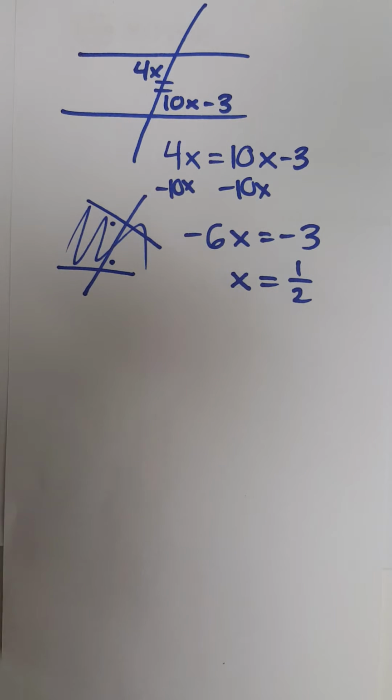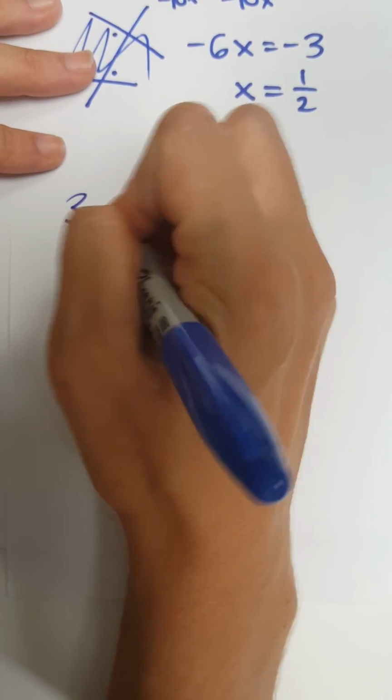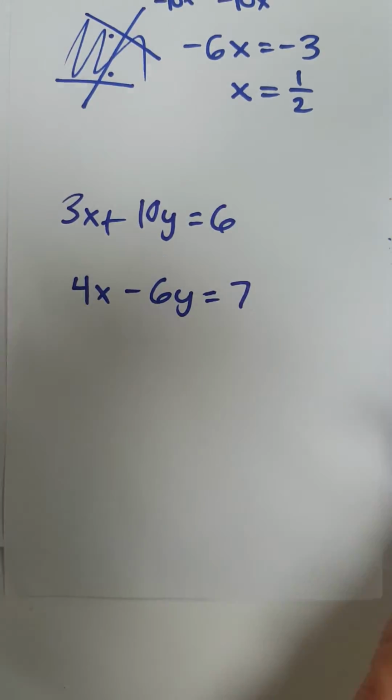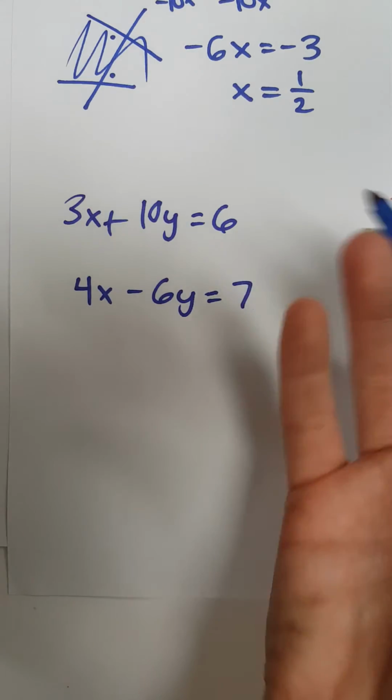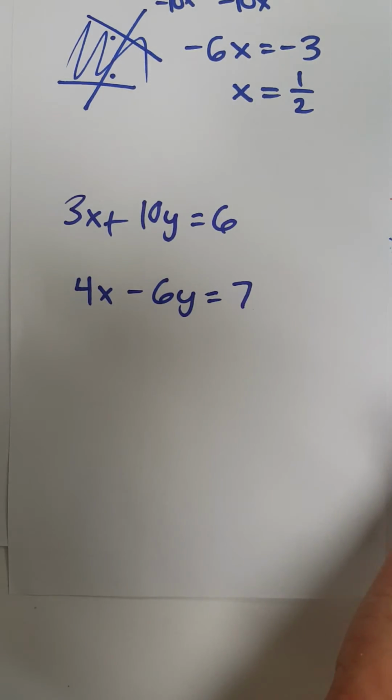Figuring out if two equations are parallel or perpendicular, so I might give you like 3x plus 10y equals 6, and 4x minus 6y equals 7, whatever, that's not anything. But you'd have to solve for y, subtract 3x on both sides, divide both sides by 10, work through that, figure out if they're parallel, perpendicular, or maybe neither.